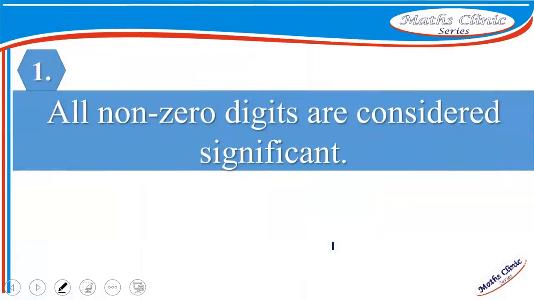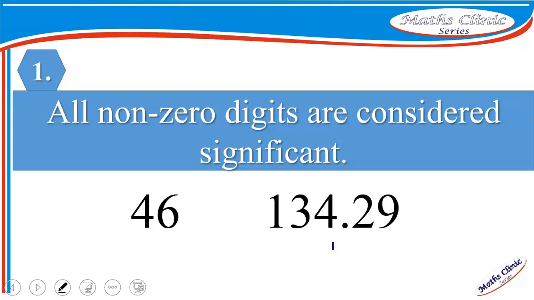The first rule is simple. All non-zero digits are considered significant. So if I write this, it is two significant figures. This is 1, 2, 3, 4, 5 significant figures. They are all non-zero digits, so they are all significant.